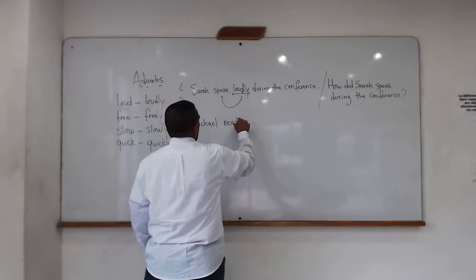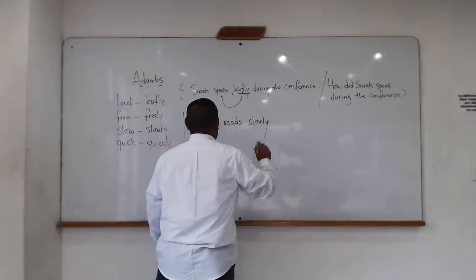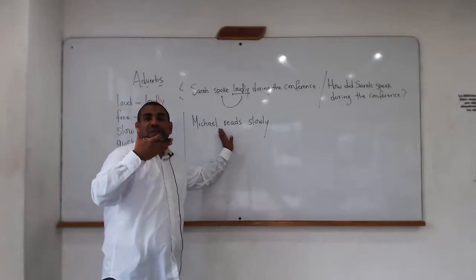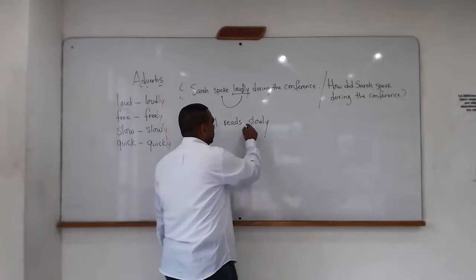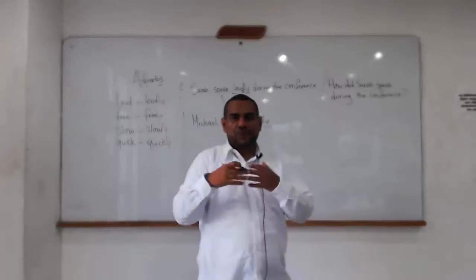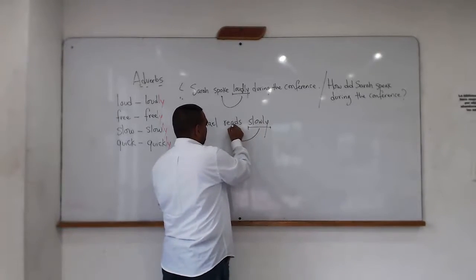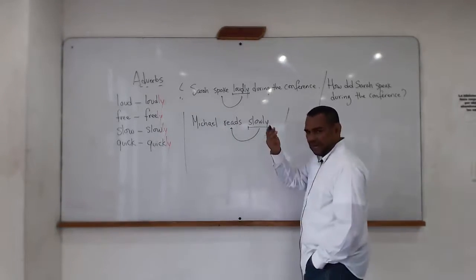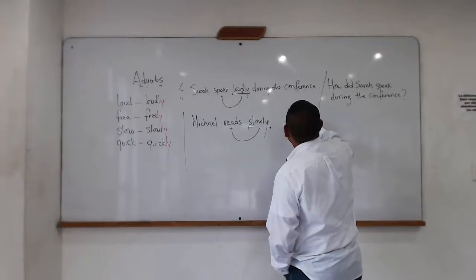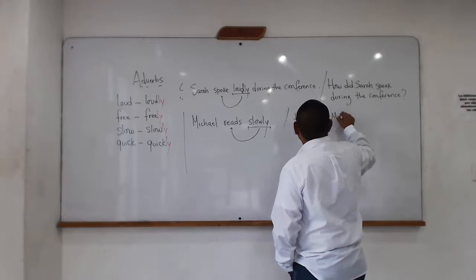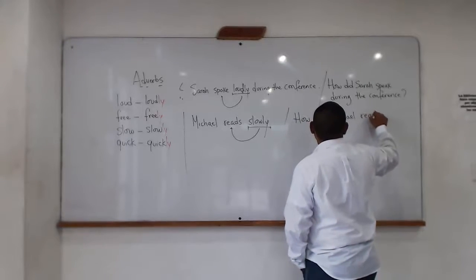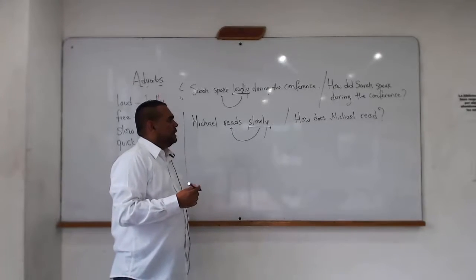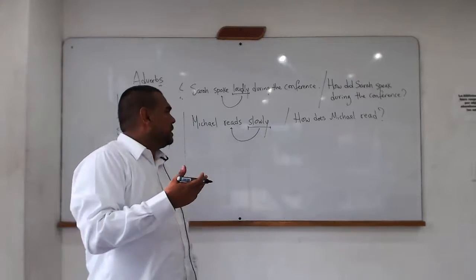I can give you another example. Michael reads slowly. Michael is a slow reader. It means that Michael reads slowly. Slowly, one more time, talks about the verb. It tells us how the action is done. And the question we could ask is this: How does Michael read? Okay, it's easy, it's simple.